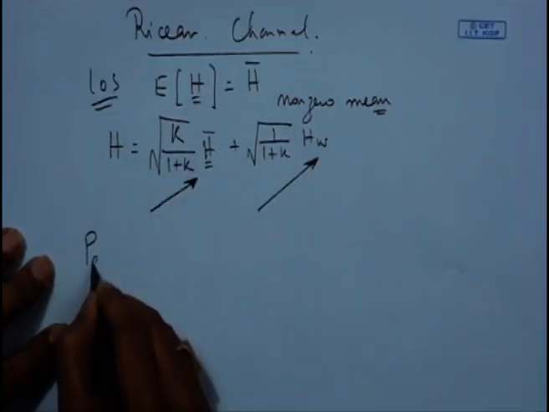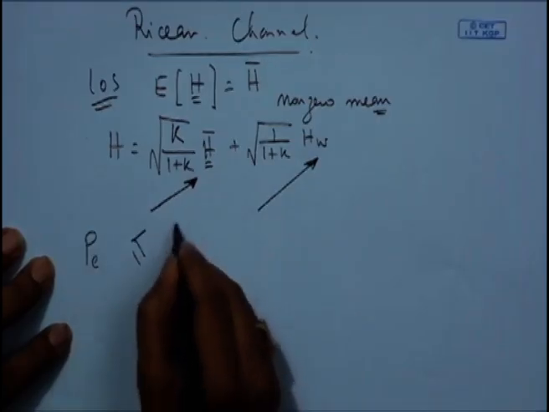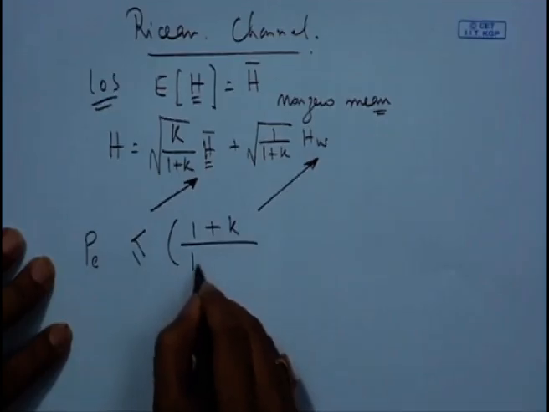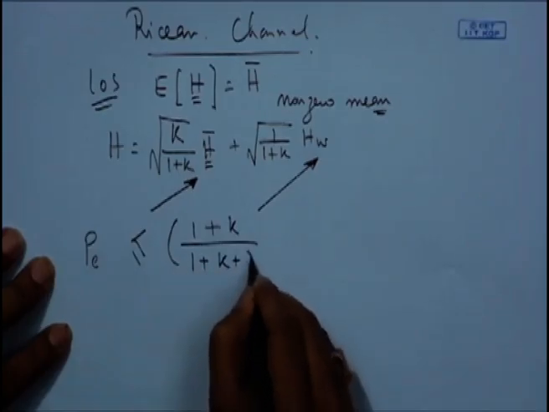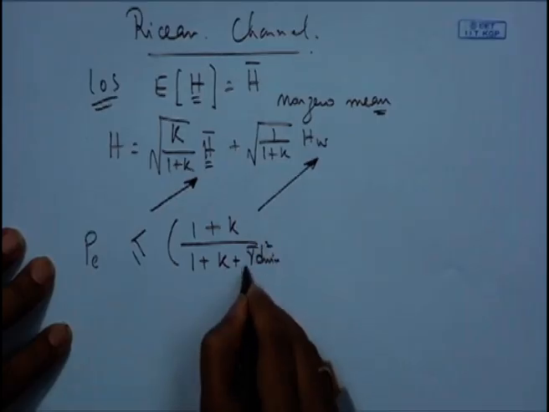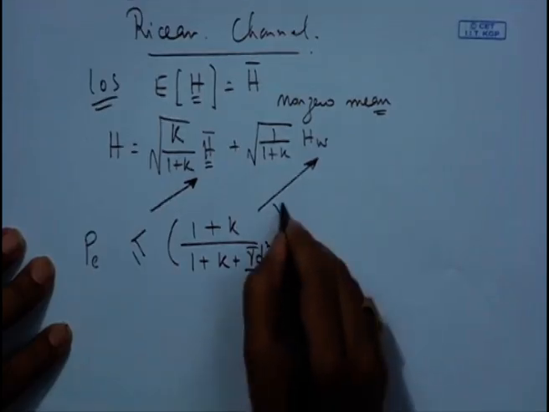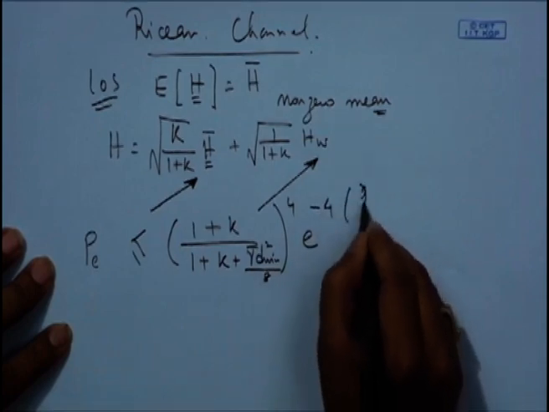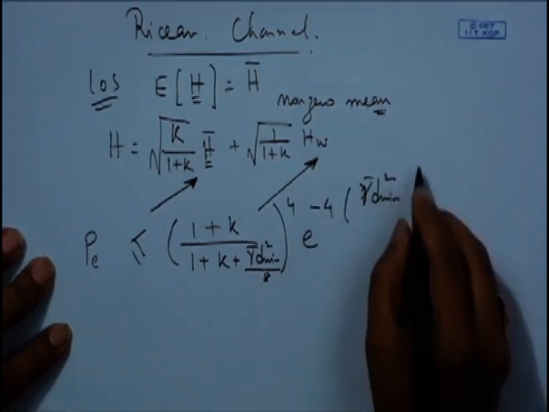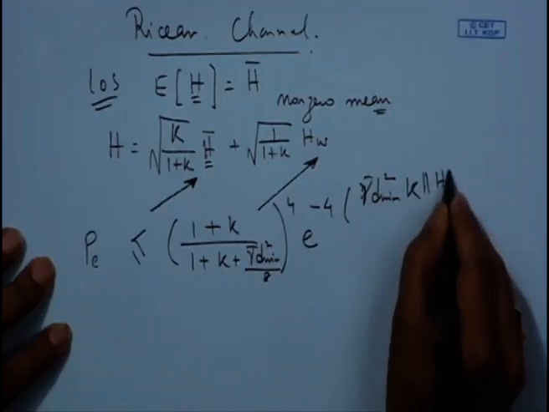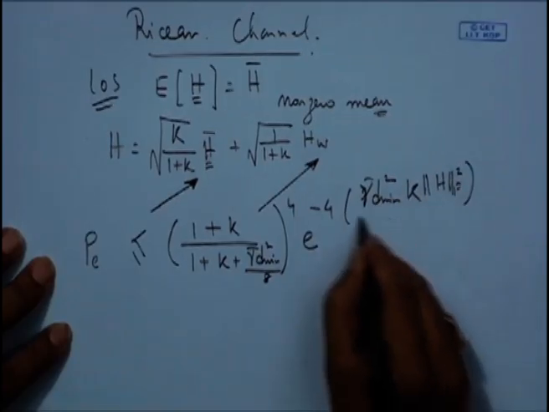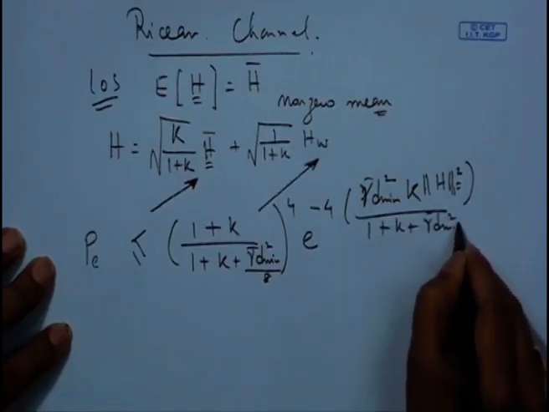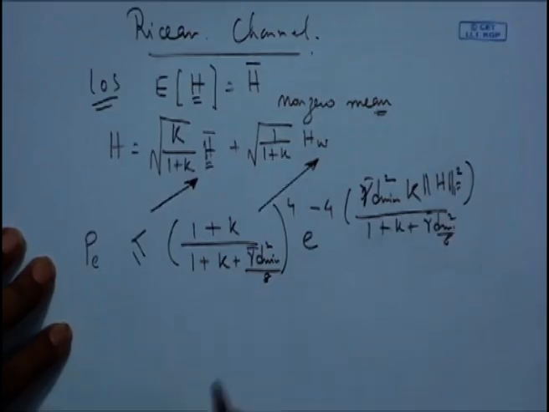In this case, we have the probability of error expression given as: probability of error is less than (1 plus K divided by 1 plus K plus gamma bar, where gamma bar is the per branch SNR divided by 8) raised to the power of minus MT MR, times e to the power of minus K gamma bar d_min squared mod Hf squared divided by (1 plus K plus gamma bar d_min squared upon 8). So this is the expression for it.